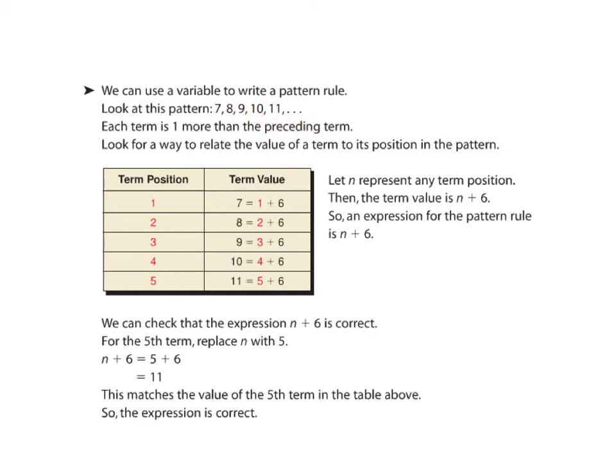So they've made this into a t-table. Quite interesting the way they've done that. This one being the term position. So the first number is 7. The second number is 8. The third number is 9. So that's how they've made this into a table.